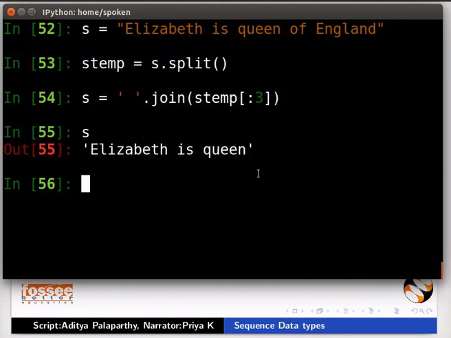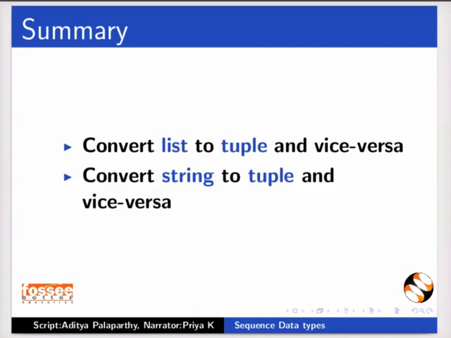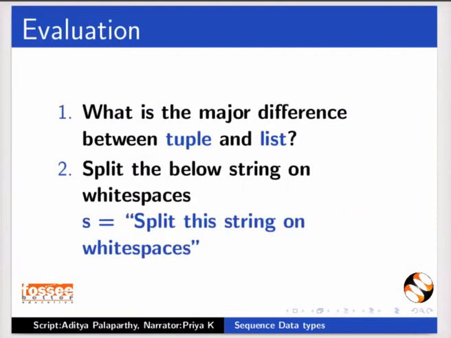This brings us to the end of this tutorial. In this tutorial, we have learned to use the sequence data types such as list, string, and tuple, split and join a list using split and join functions respectively, convert list to tuple and vice versa, convert string to tuple and vice versa. Here are some self-assessment questions for you to solve.